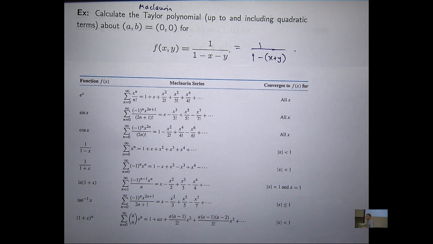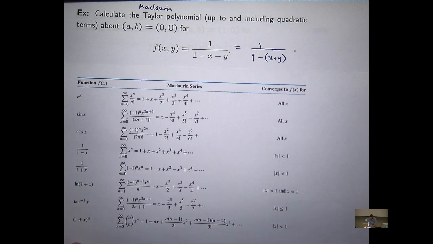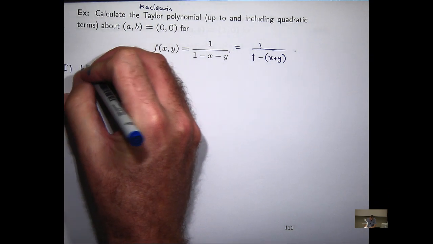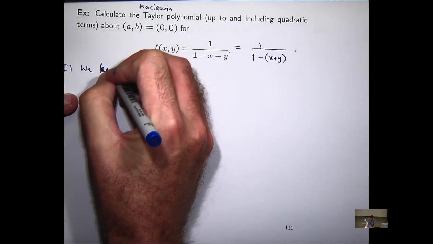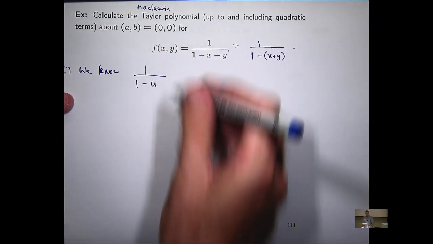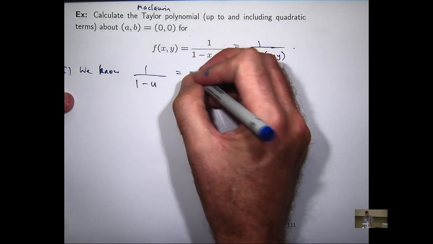Anyone suggest how we might go back to first year and try to write that as a series? Yes. Use the fourth line in that table. Okay, so we know. I'm just going to put in a U here so we're not confusing our variables.